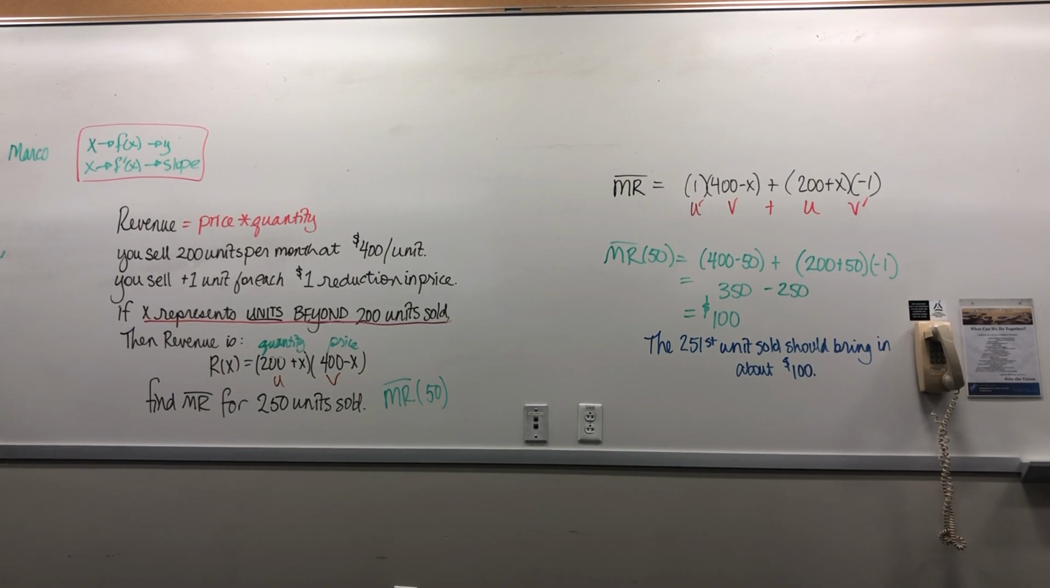Like on the test, if we didn't write the 251st unit sold, and we just put equal to 100, you can take points off or something. If I ask you to do an application problem, I expect you to be able to answer it. And part of the answer is the interpretation. Tell me what your number means. The number without its context is meaningless.